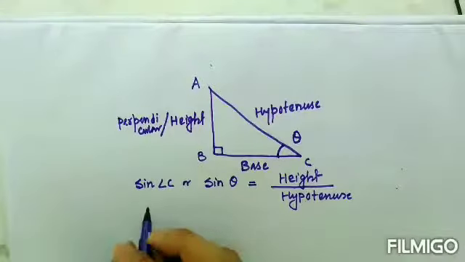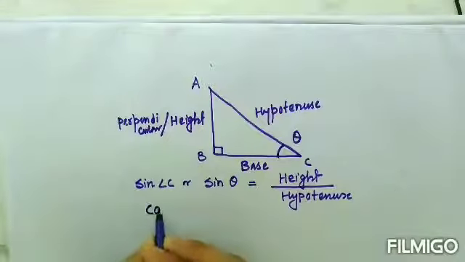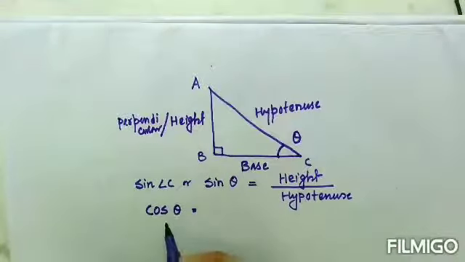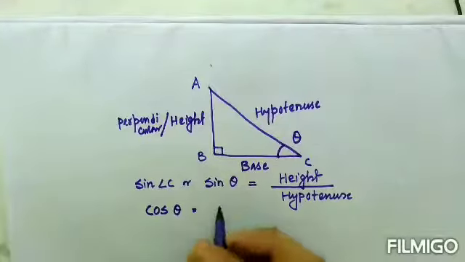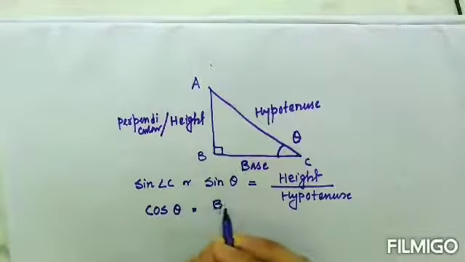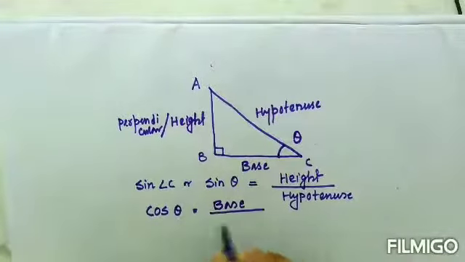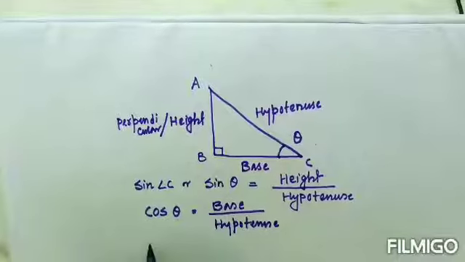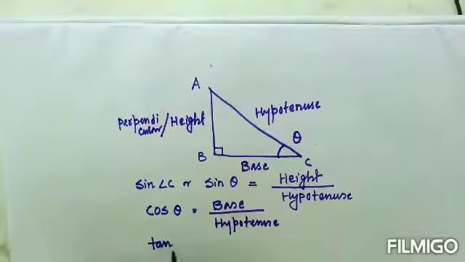The next ratio is cos theta, or the full form of cos is cosine, that is cosine theta. This is the ratio of base by hypotenuse. The third one is tan theta. The full form of tan is tangent. We are writing tangent as tan theta.